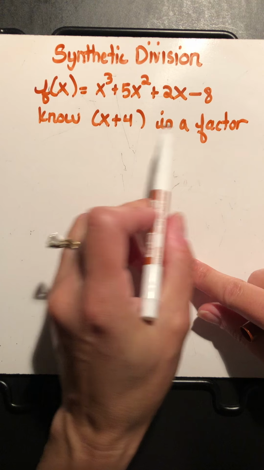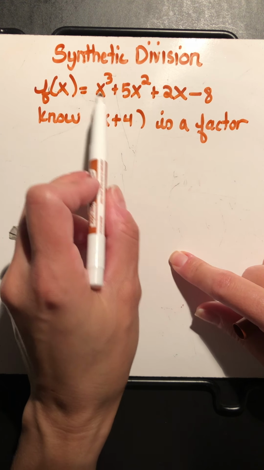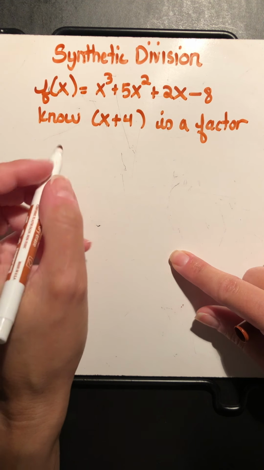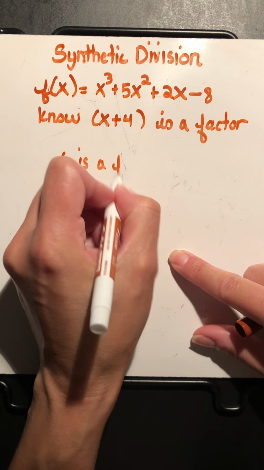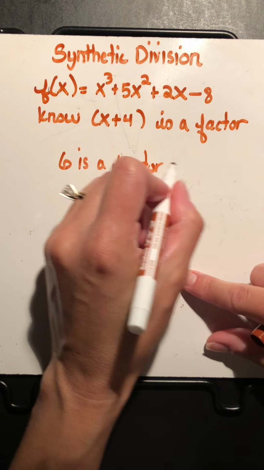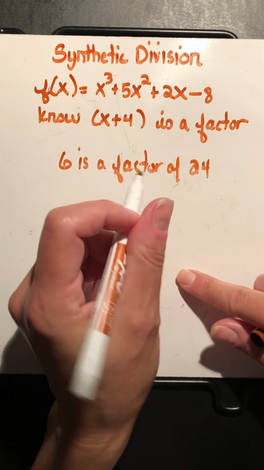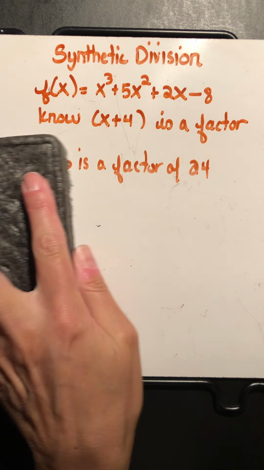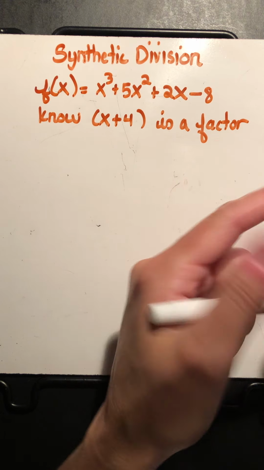So what does it mean to be a factor? It means that x plus 4 divides evenly into the above polynomial. So just to make common sense out of this, if I said 6 is a factor of 24, that just means that 6 divides evenly into 24 with no remainder. So it's the same thing with algebra, just a little fancier. So I know x plus 4 is a factor.